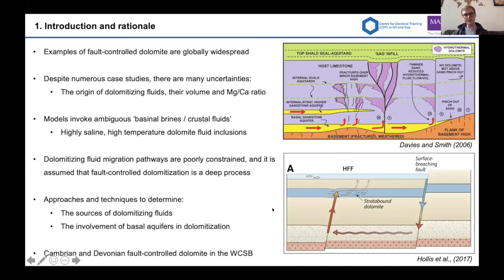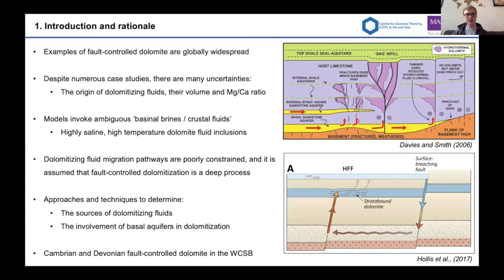So really this talk is a summary of approaches and techniques to determine, one, the sources of the dolomitizing fluids, but two, the involvement of basal aquifers in dolomitization. And as I mentioned before, this will be reevaluated by looking at fault-controlled dolomite in the Western Canada Sedimentary Basin.